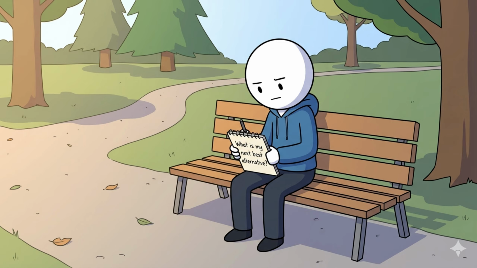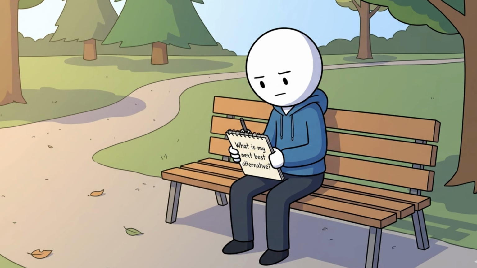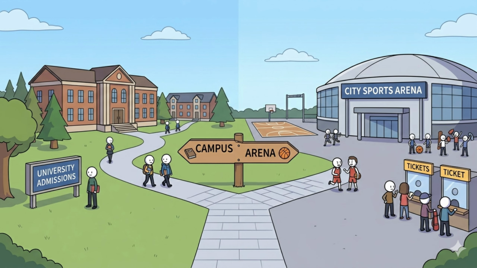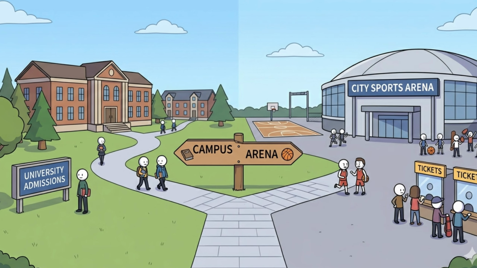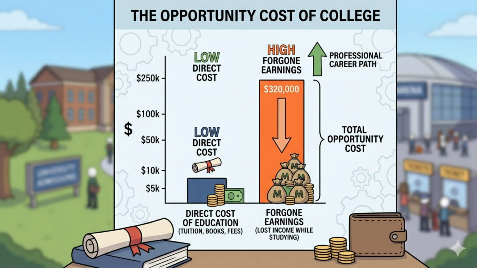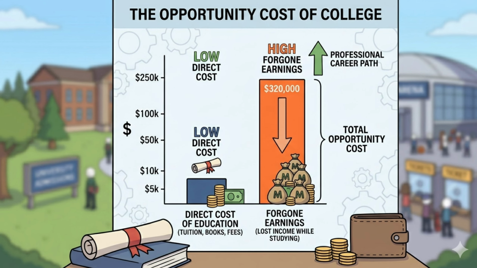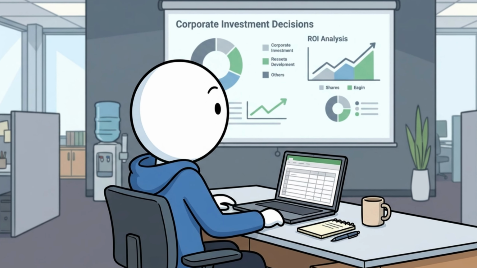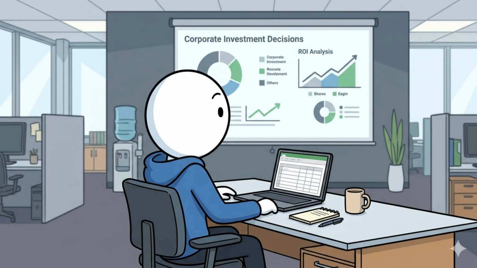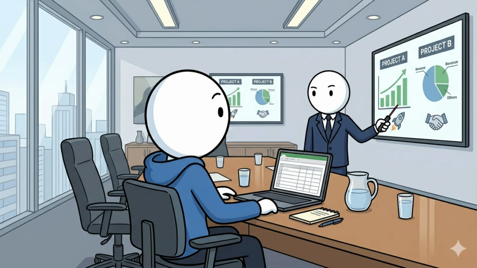John must learn to apply this same logic to his own life. He needs to constantly ask, what is the next best alternative I am sacrificing right now? In a corporate setting, which we will explore later with Briley and Myers, this concept evolves into the hurdle rate. When a company considers a new project, they don't just ask if the project will make money. They ask if it will make more money than any other project they could have funded with that same capital.